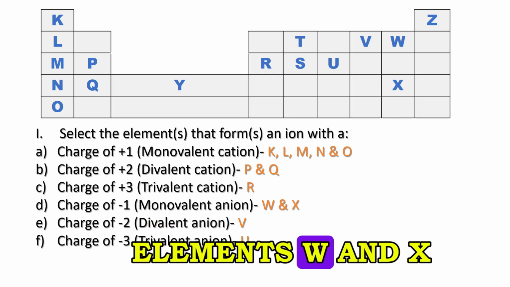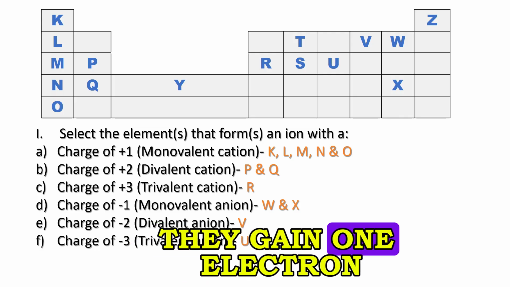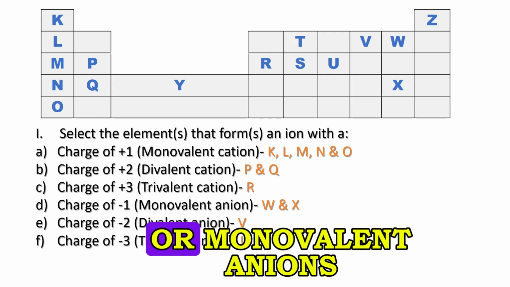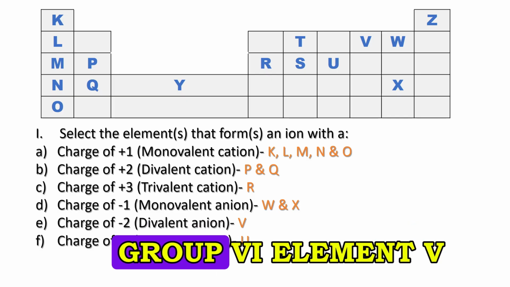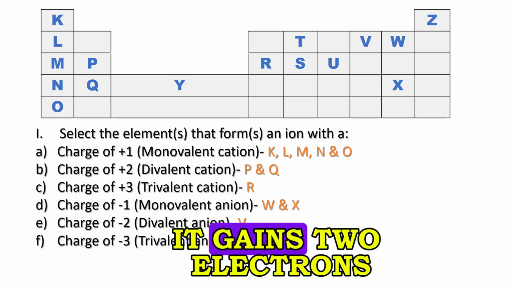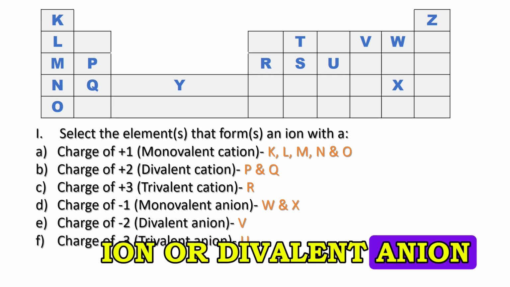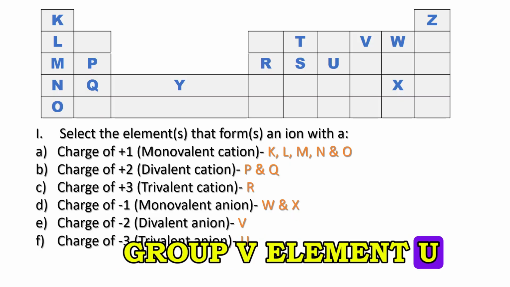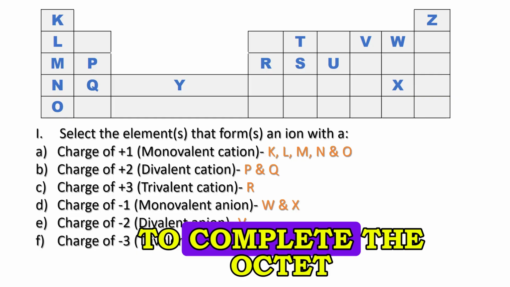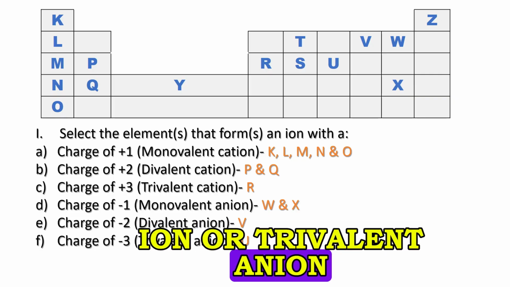Now to the nonmetals. Group 7 elements, W and X, have 7 valence electrons. They gain 1 electron to complete their outer shell, forming -1 ions, or monovalent anions. Group 6 element, V, has 6 valence electrons. It gains 2 electrons, forming a -2 ion or divalent anion. Group 5 element, U, has 5 valence electrons. It gains 3 electrons to complete the octet, forming a -3 ion, or trivalent anion.